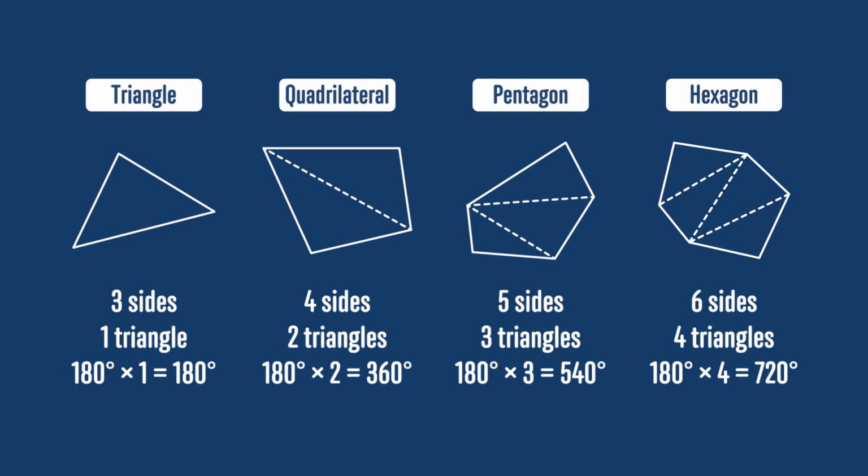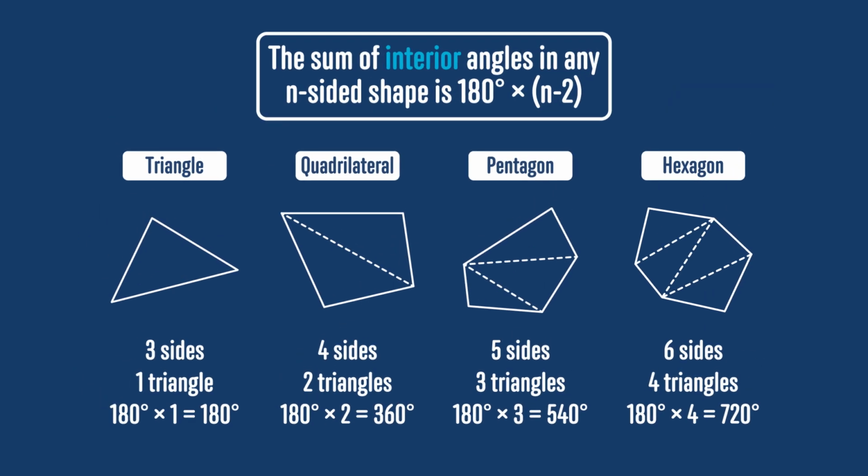The number of triangles we can split the polygon into is 2 fewer than the number of sides that polygon has. So if we call the number of sides of the polygon n, then we can split the polygon into n-2 triangles, and so the sum of its interior angles must be 180 times n-2.